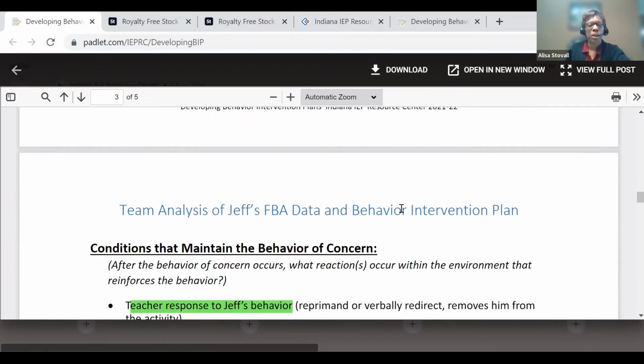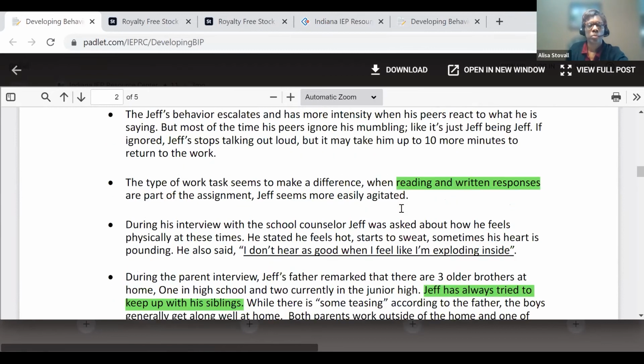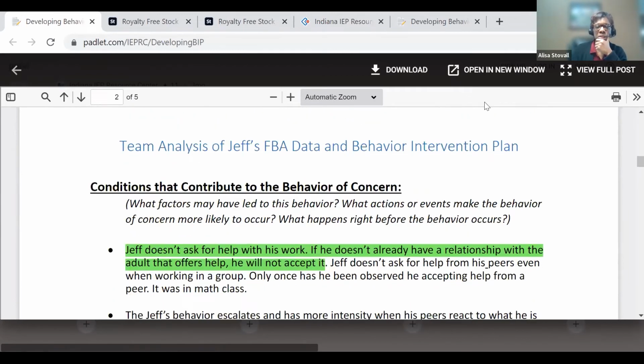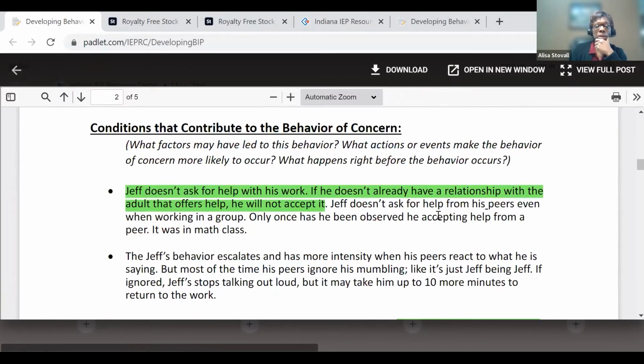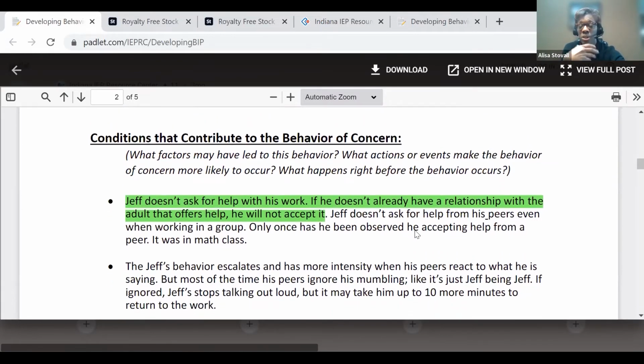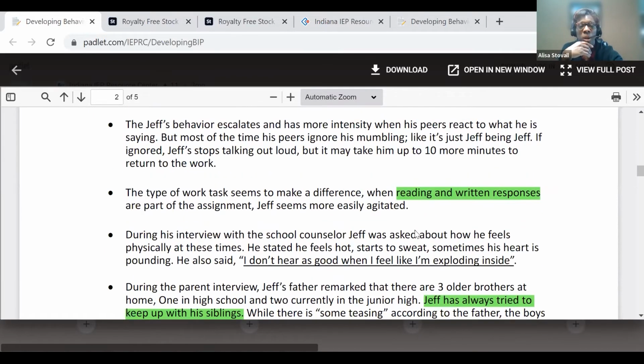And so you've got a team that comes together, and this is our analysis of the data that we've collected. We have information now about the conditions that contribute to the behavior of concern. I'm not going to read everything to you, but if you look at this document, we've highlighted some things here. Jeff doesn't ask for help. That's one of the important things we found out. If he doesn't already have a relationship with an adult that's speaking to him, he's less likely to accept help. He doesn't ask for help from peers either, so when he is really struggling, he's kind of isolating himself. The types of tasks when we saw the behavior had to do with reading and written responses.